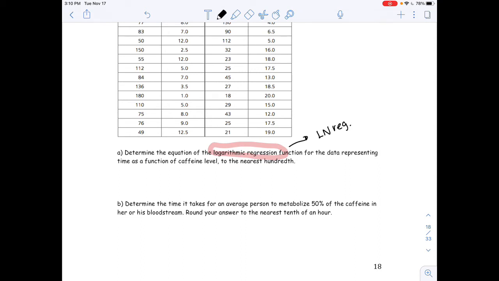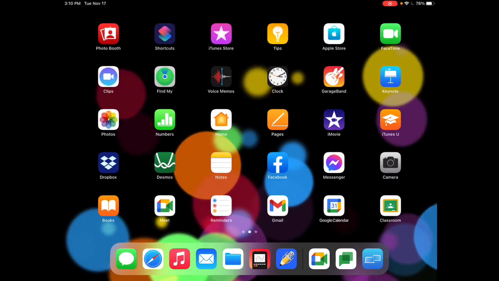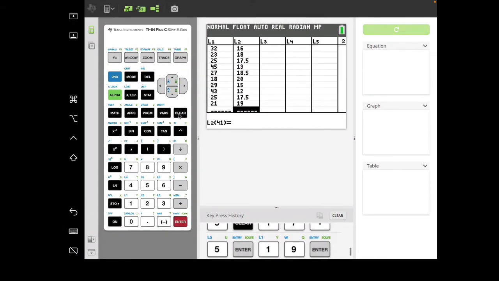So once you guys are done your chart, you're going to go back to your graphing calculator. You're going to do the same buttons we did before.